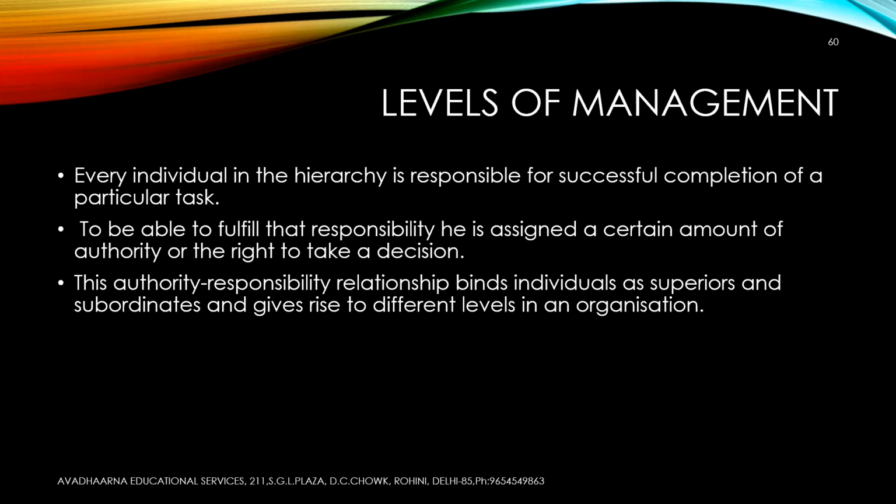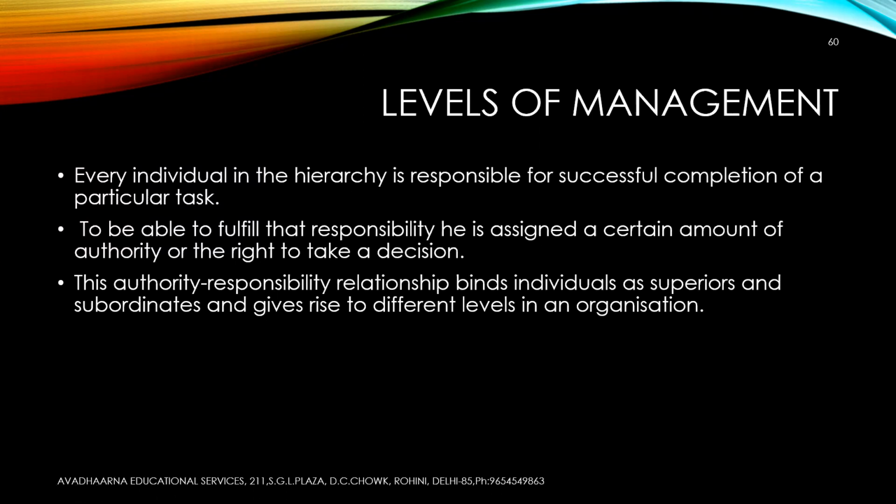Let's now come to the next topic, that is levels of management. Every individual in the hierarchy is responsible for successful completion of a particular task. To be able to fulfill that responsibility, he is assigned a certain amount of authority, or the right to take decisions is granted to him. This authority and responsibility relationship binds individuals as superiors and subordinates, and gives rise to different levels of management in the organization.